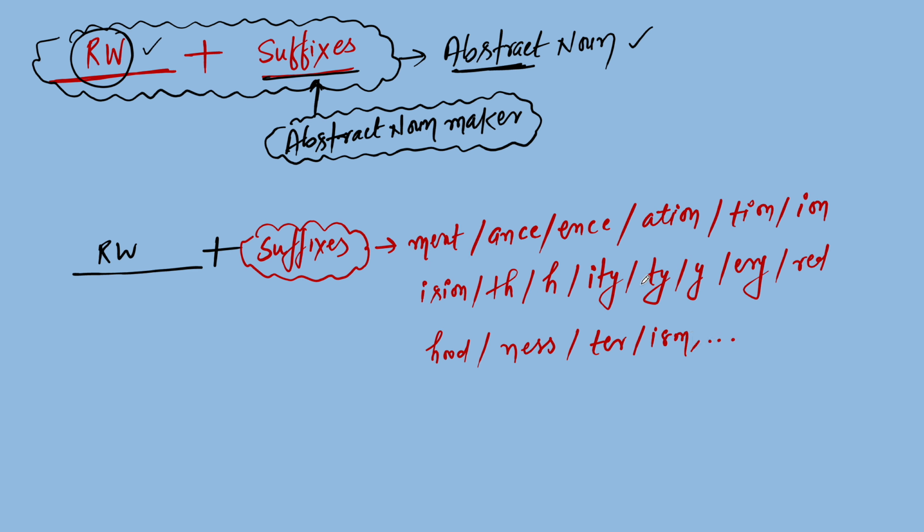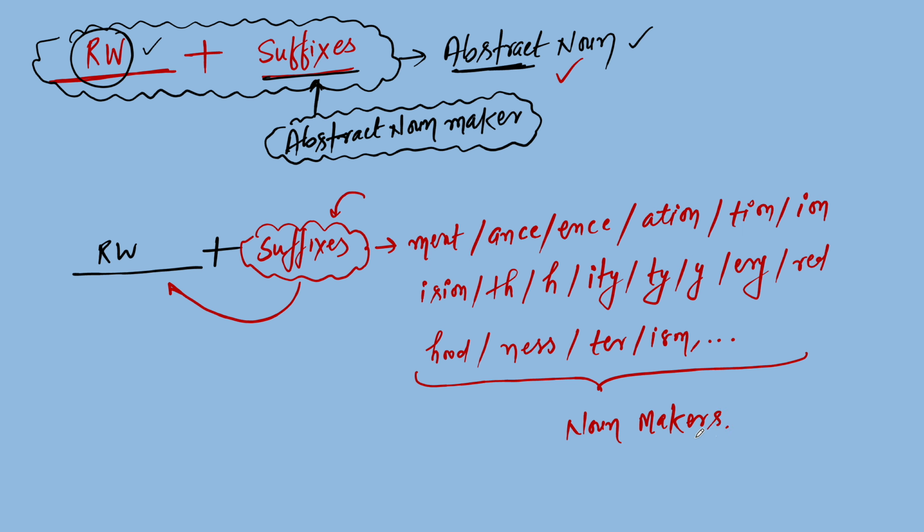So basically, these collections of letters are affixes. If you add them to a root word, in that case the whole word will be known as an abstract noun. Is it clear? So these collections of letters are known as noun makers. I hope it is clear to you. Is it clear? So these are noun makers. Okay. What sort of noun makers? Abstract noun makers.